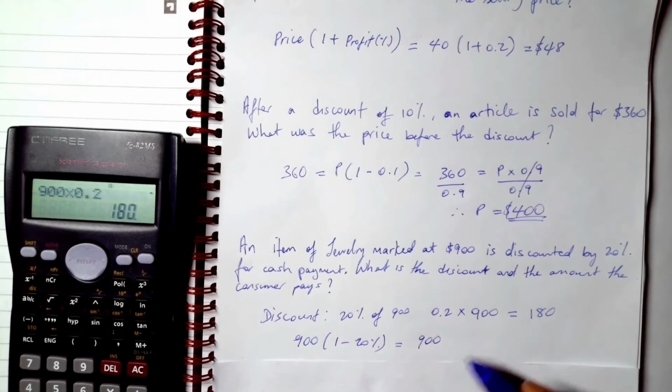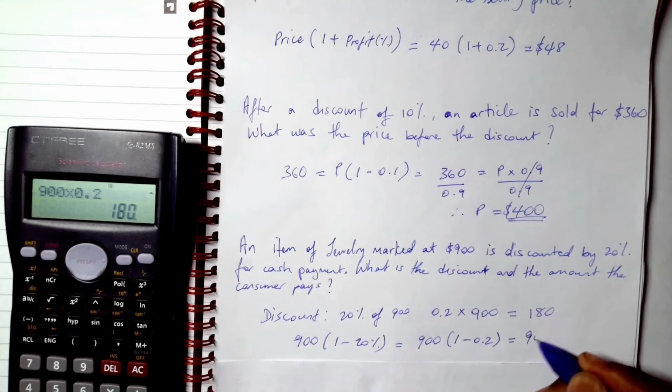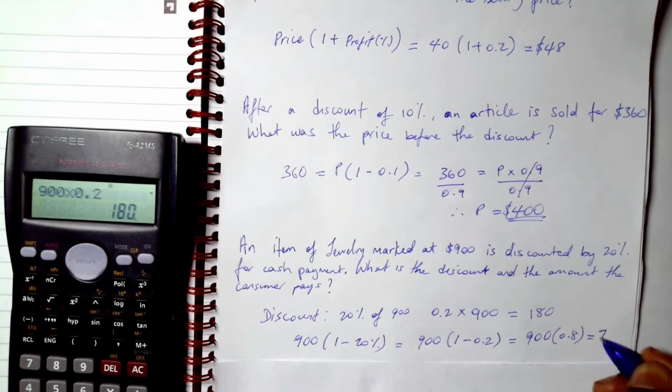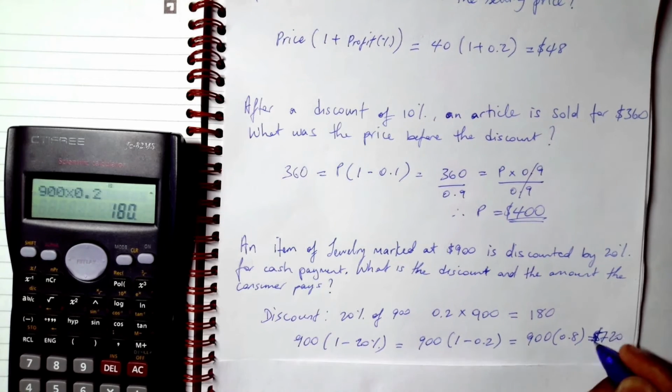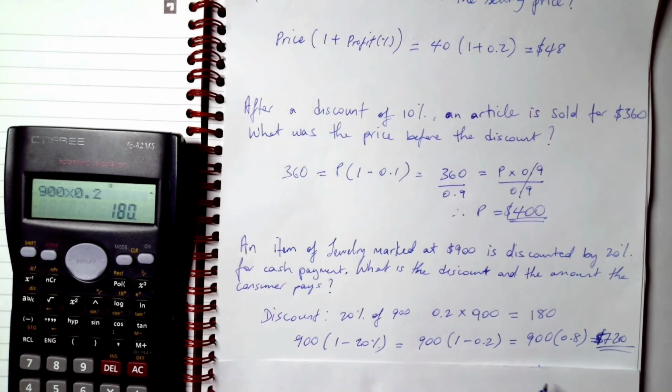900 multiplied by 1 minus 0.2, which is equal to 900 multiplied by 0.8, which is equal to 720. So this is a number sign, 720. And that is the discount payment. This is what the person pays after the discount is applied.